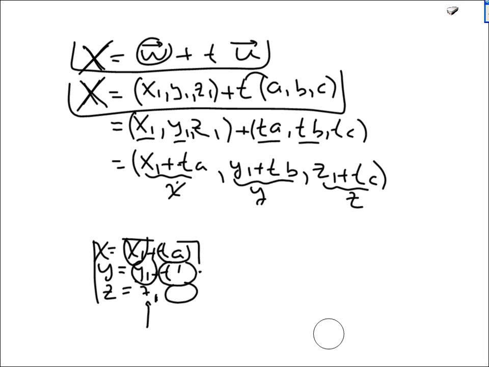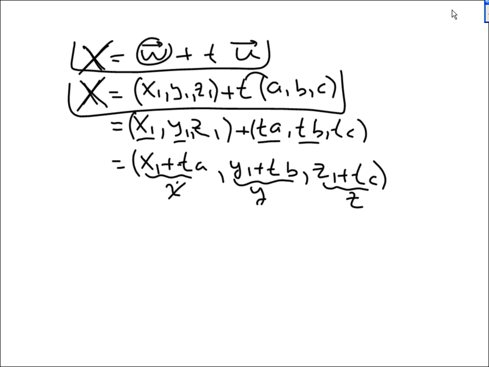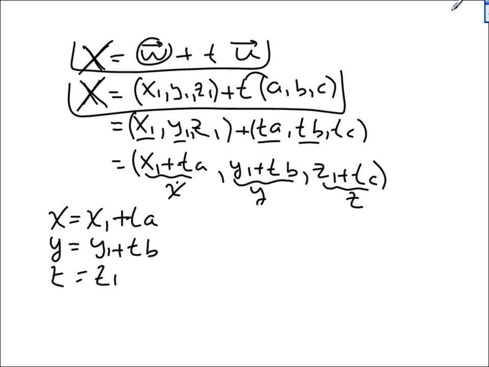By the way, this form that I left is called parametric. First of all, let me write it down again because I wrote on it a lot. It's called parametric because of this t. x, y, and z are in terms of t. We have that x is equal to x1 plus ta, and y is equal to y1 plus tb, and z is z1 plus tc. And this is in parametric form.